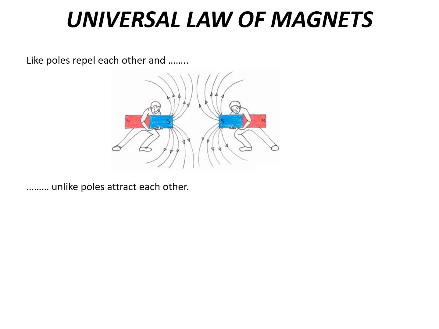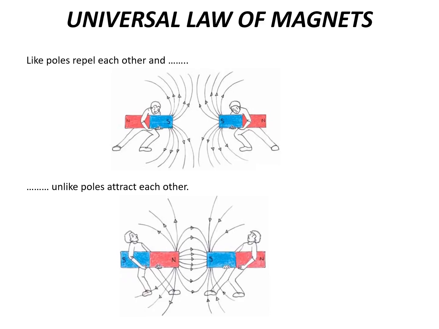And we've got unlike poles attracting each other. When you put the North Pole closer to the South Pole, within reach of each other's magnetic field, they will attract each other, and it will be a bit difficult for you to try to separate them, meaning that North and South, which are unlike, do attract each other.